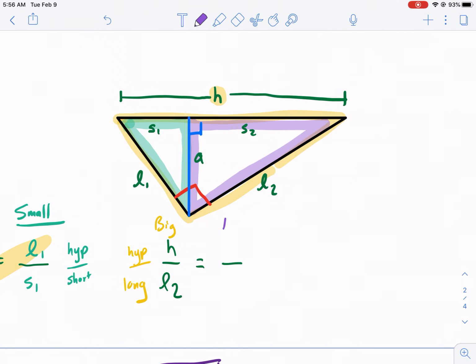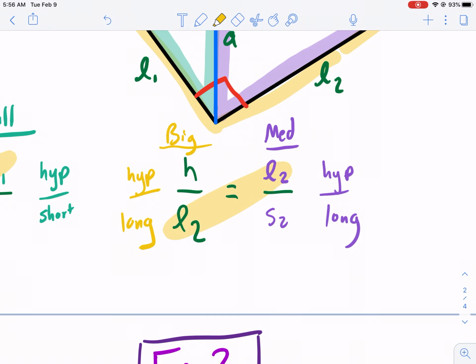So here we have the medium triangle being shared. Sorry, I forgot to underline this. So the medium triangle also has a side of L2, and that's its hypotenuse. And it's important that it's the hypotenuse because remember, hypotenuse over long on the left, hypotenuse over long on the right. We have to make that comparison. And that's going to be S2 is the long side. We can make this comparison, we know, because we have a geometric mean. L2 is the denominator of one side and the numerator of the other side.